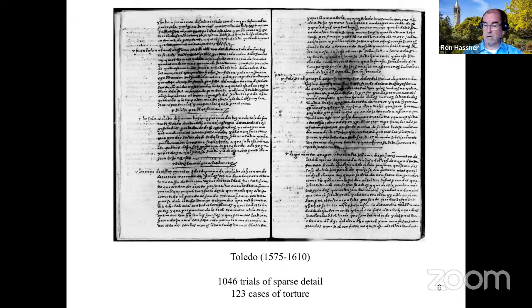Lots of cases of torture, lots of cases of non-torture, and interesting comparisons between the two. So I can establish whether women were tortured more often than men, whether young people were tortured more often than old people, whether there were some crimes that were more likely to result in torture, where certain types of torture were more likely to yield confessions. It's quite a statistically impressive database.